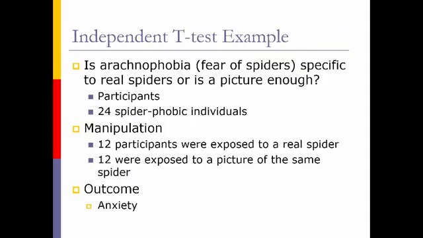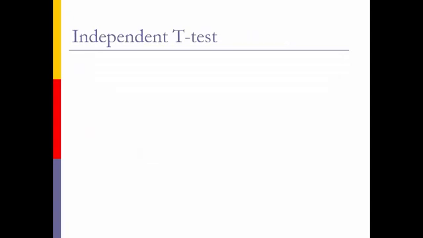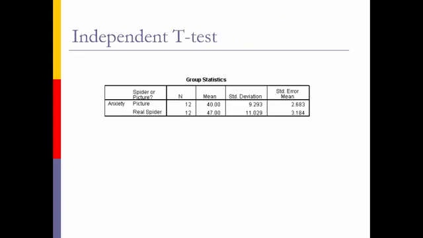All right, let's use that same example, arachnophobia. Here, because it's independent, we're going to have different people looking at the picture of the spider and different people looking at the actual spider. So here we've got 12 people looking at the real spider, 12 people looking at the picture of the spider, and still measuring anxiety. If you want to look at the SPSS independent t-test, again, it's a good time to take a break and do that, or we can go ahead and look at the output.